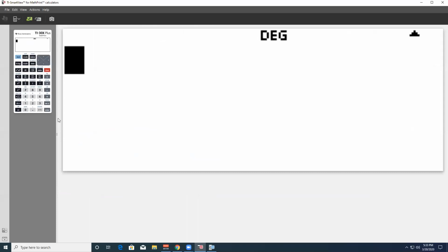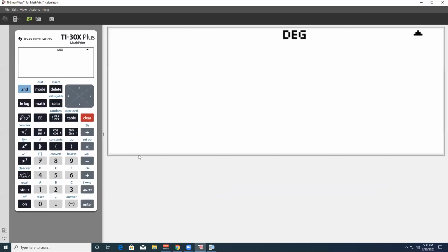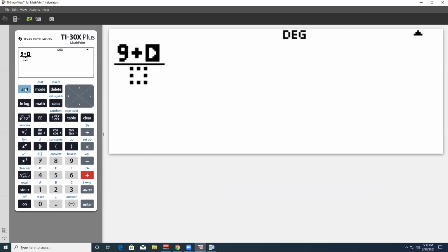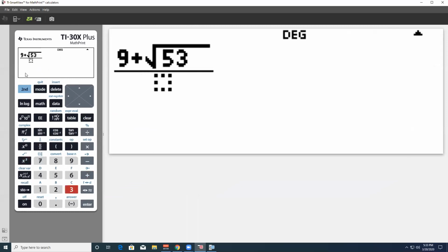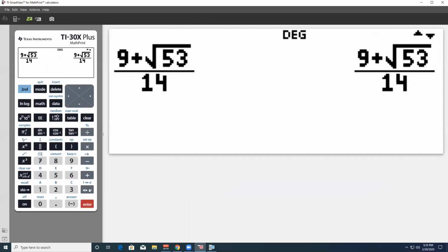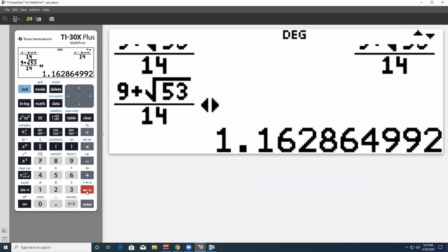Let's see. Well, you probably want to see the keys too. There we go. Okay, so we're going to type in what I just wrote down. What's beautiful about your calculator, it has the fraction button, right? So you hit 9 plus second square root 53, and then use the down arrow over 14. Hit enter. And hit the double arrow, and we get 1.16. So that is for the plus.